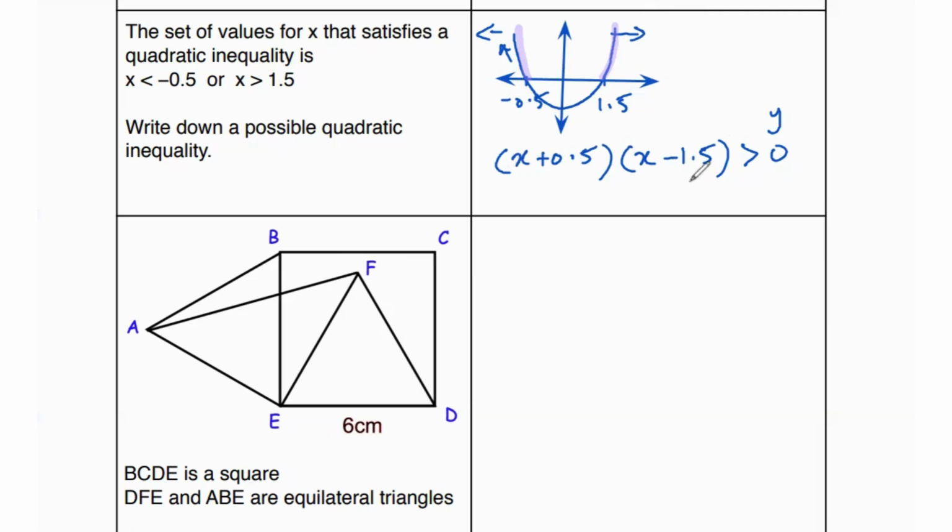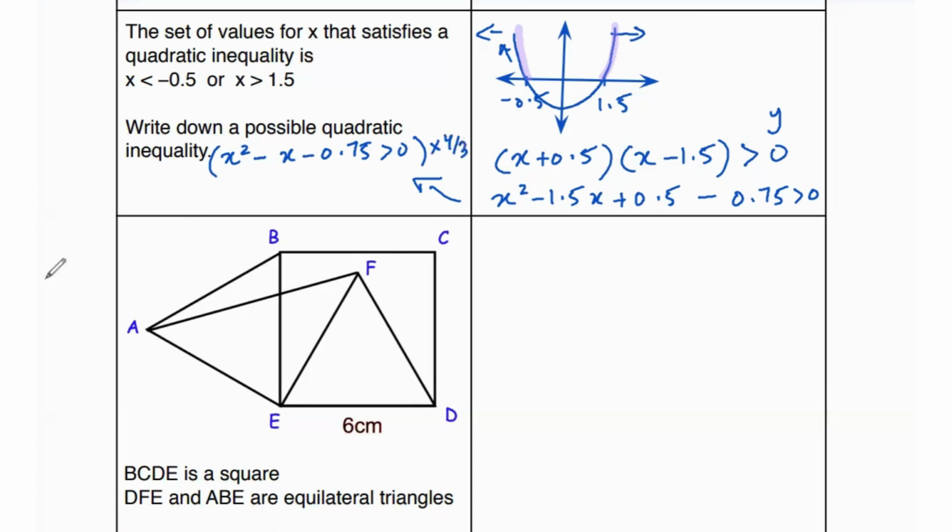So once we've figured out what this is, now we're going to expand the brackets. So it's going to be x squared minus 1.5x plus 0.5x minus 0.75 greater than 0. Further solving it, that's x squared minus x minus 0.75 greater than 0. Let's multiply the entire thing by 4 to get rid of the decimal. And we're going to have 4x squared minus 4x minus 3 greater than 0. This is your quadratic inequality in whole number form.